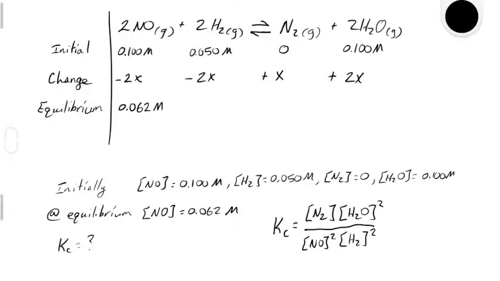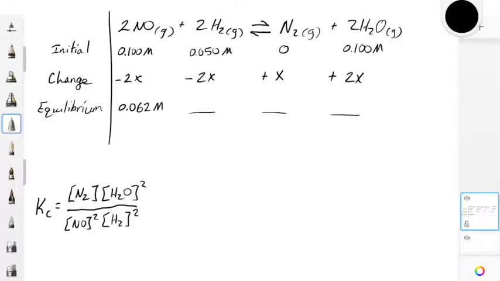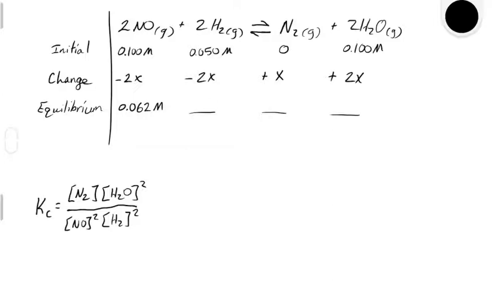And now we have enough information to calculate equilibrium concentrations for hydrogen, nitrogen, and water. And again, we'll need all of these concentrations to plug into our Kc expression. If you look at the nitrogen monoxide column, you'll see that we have 3 sets of information. And we can rewrite these pieces of information as an equation. Once we have our equation, we can solve for x.